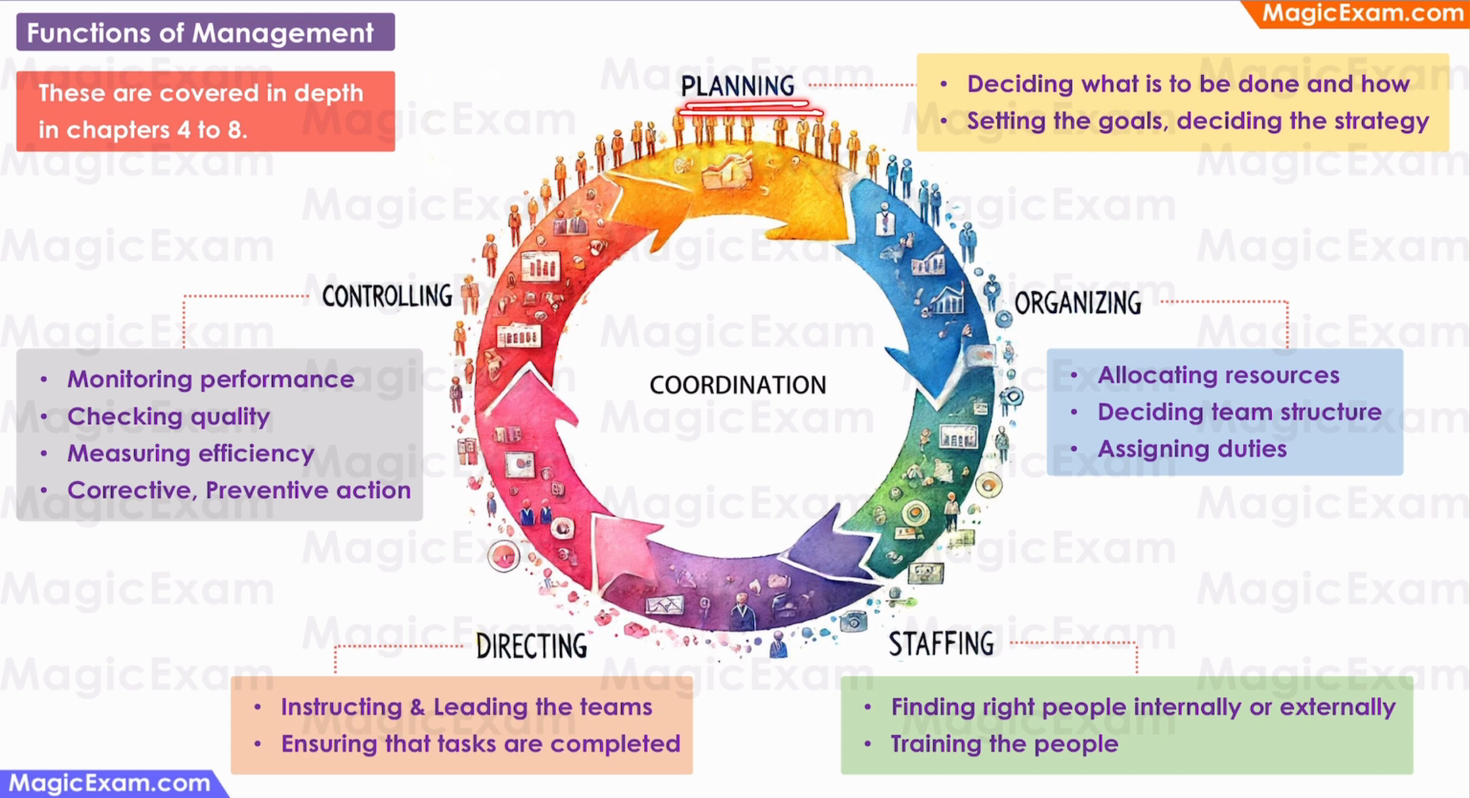Planning is the first step. When a plan is made, the management decides what is to be done and by whom. High-level planning means setting the goals for the entire organization and deciding the strategy for achieving those goals.